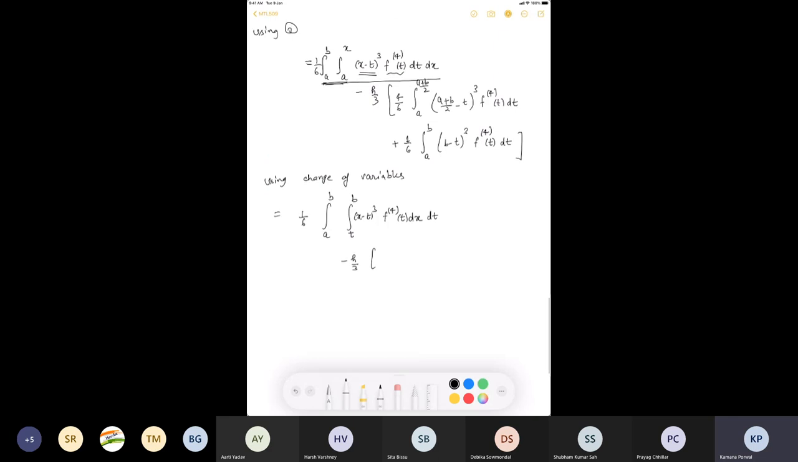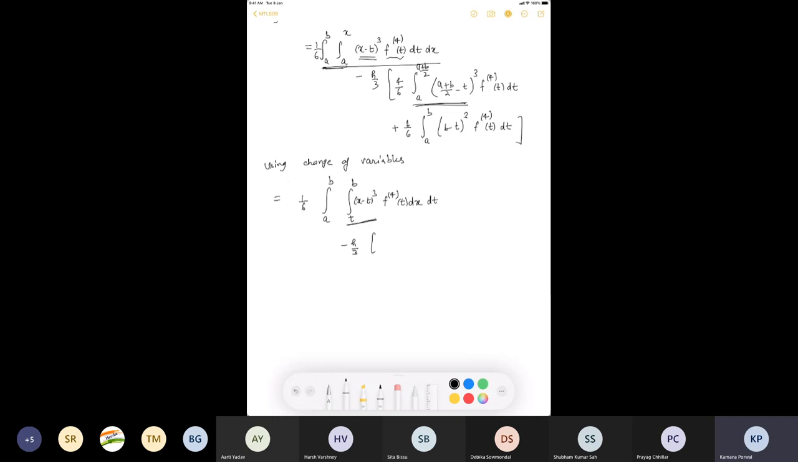And in this term, you see that the integration is from A to A plus B by 2, and in the next term, the integration is from A to B. Ultimately I would like to have everything from A to B because I would like to club the terms together. Once I integrate this term with respect to X, I will have the limits for T from A to B. But here I have the limits for T from A to A plus B by 2. So I will apply the same trick we did in the case of the composite trapezoidal rule, that I can write this term as 4 by 6 integral from A to B. And what I have to do here?